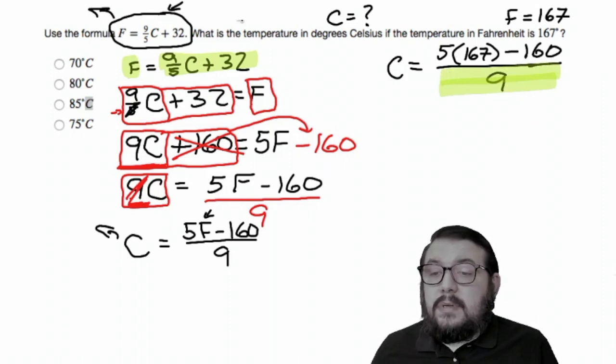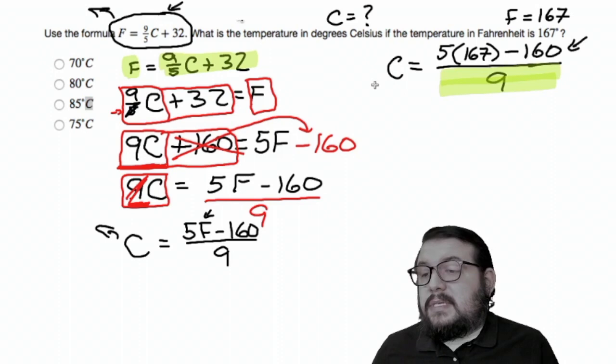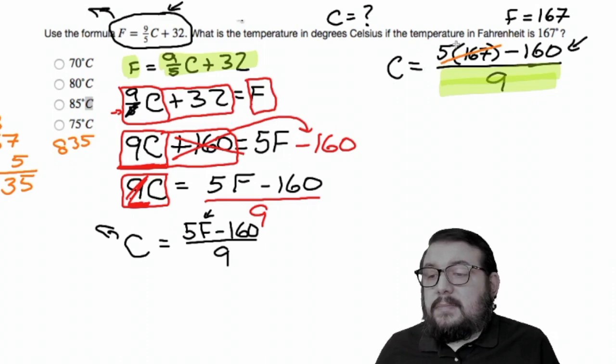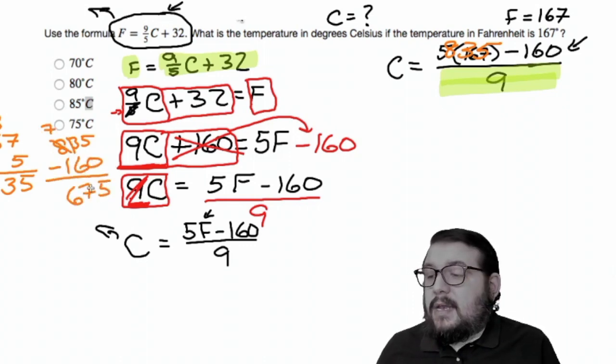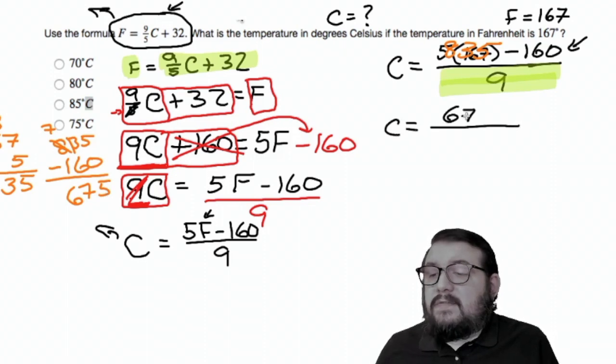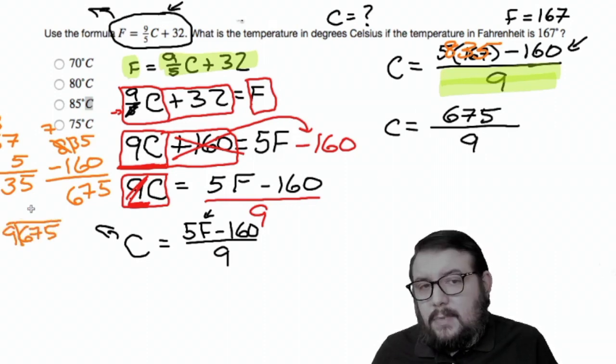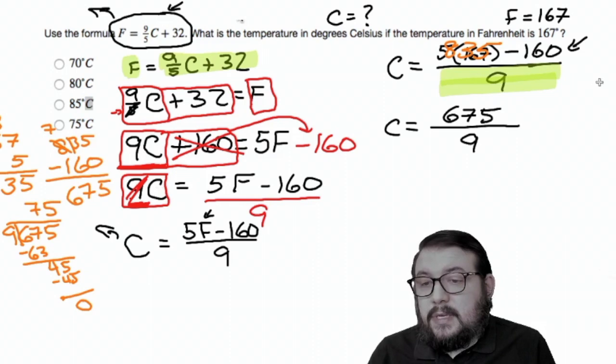All you have to do is solve this piece at the top. 167 times 5. So this little piece right here came out to be 835. Now it's 835 minus 160. Now I got 675. C equals 675. I did the 5 times 167. I got 835, and I subtracted the 160, and that's where I got this 675 from. Now the 9 comes back into play. 675 divided by 9. So C equals 75.